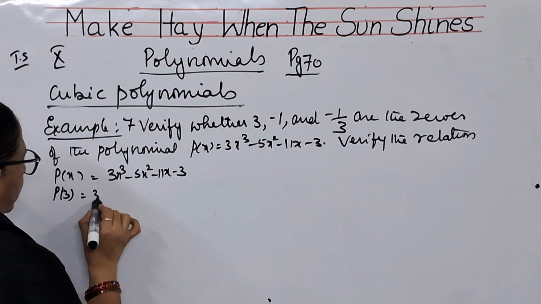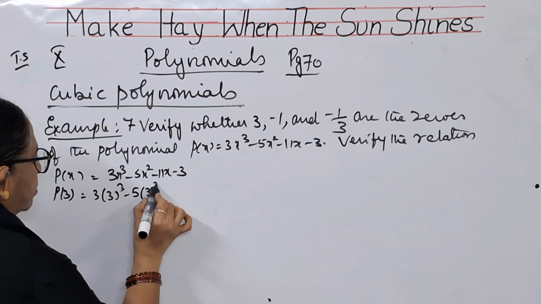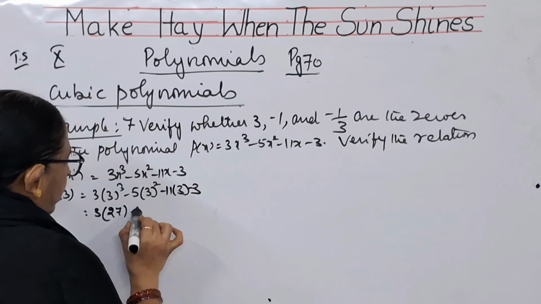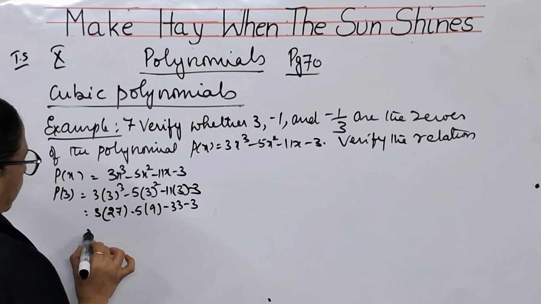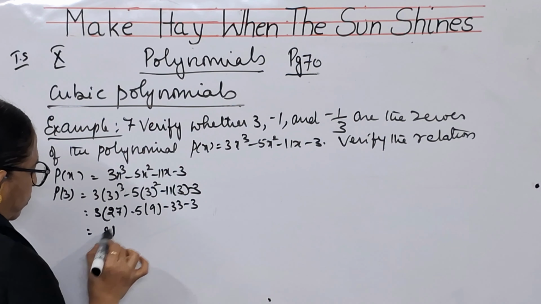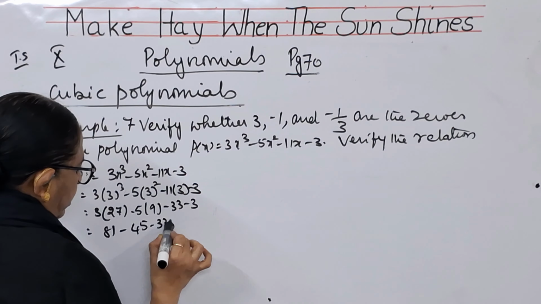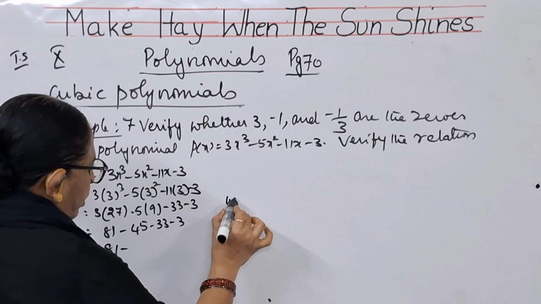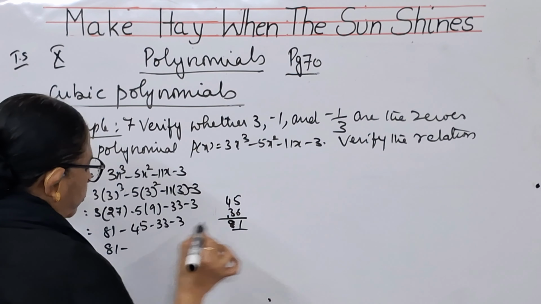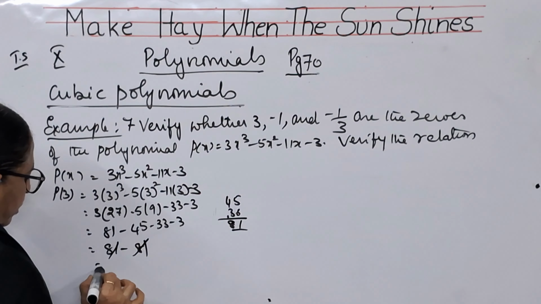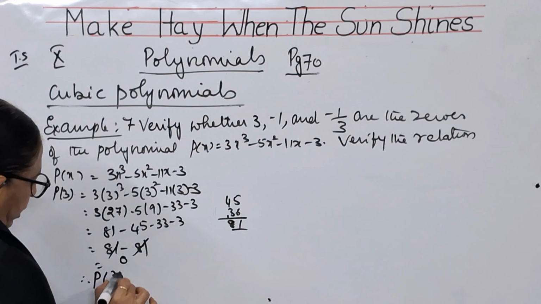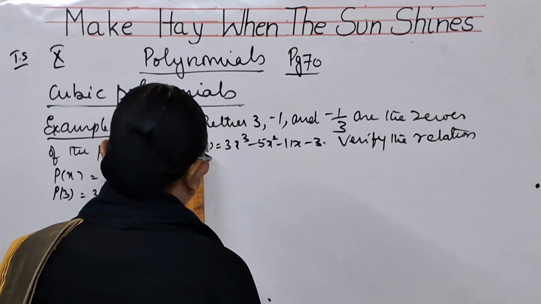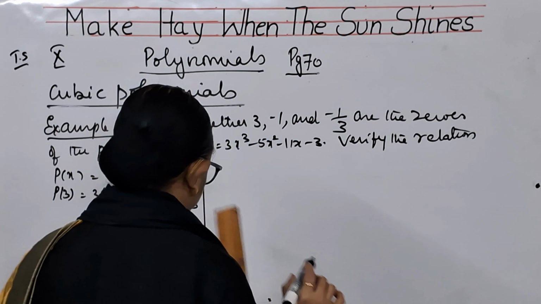So what is P of 3? 3 into 3 cube minus 5 into 3 square minus 11 into 3 minus 3. That is 3 into 3 cube is 27, so 81, minus 5 into 9, which is 45, minus 33 minus 3. 45, 33 and 3, that is 81. So 81 minus 81, both are cancelling, so you are getting 0. Therefore, P of 3 is equal to 0. You have got P of 3 value as 0. So you have got it as 0 means what, children? This is a zero of the polynomial.